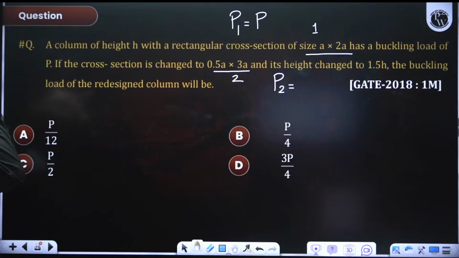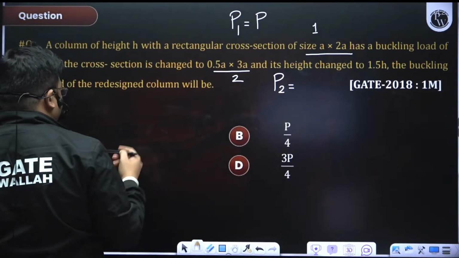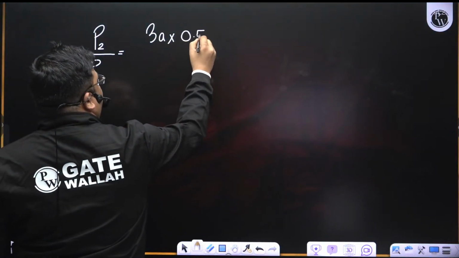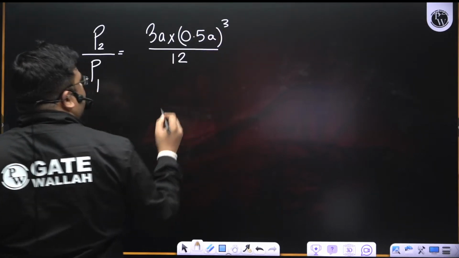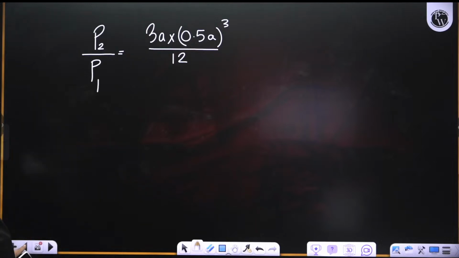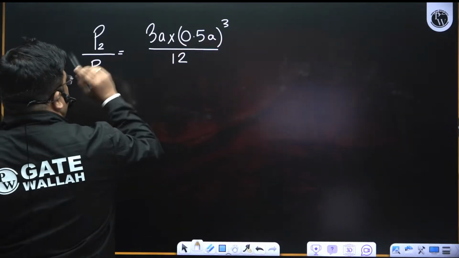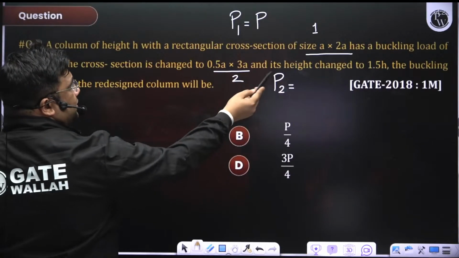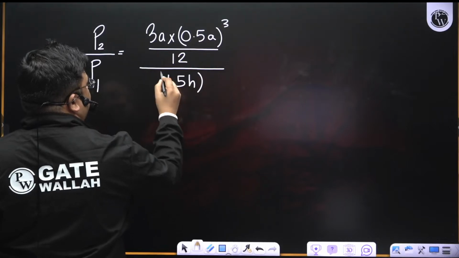Now see here, when I solve this for P2, it will be 0.3a into 0.5a, the I minimum, right? 3a into 0.5a cube by 12, the I minimum. E will be the same, same material, since nothing is mentioned, and pi will get cancelled. So this is I minimum for column 2, and then the effective length will be how much? It is 1.5h, so I can take 1.5h square.